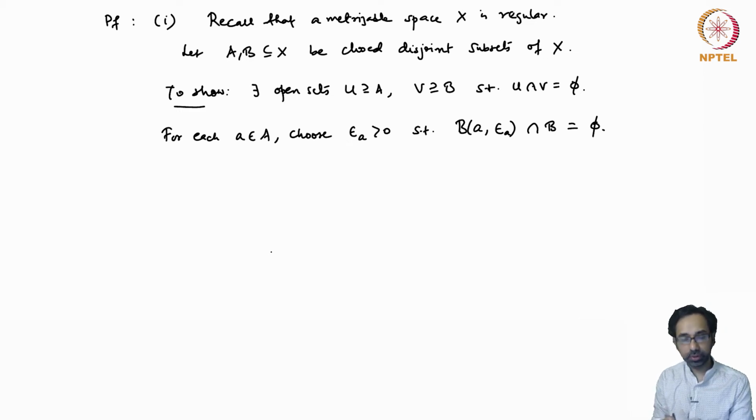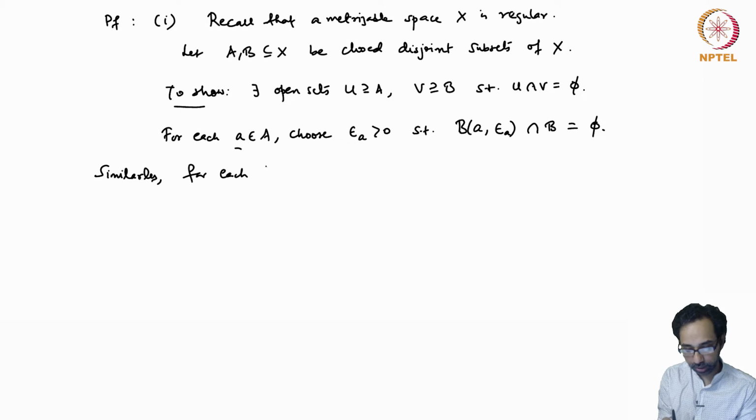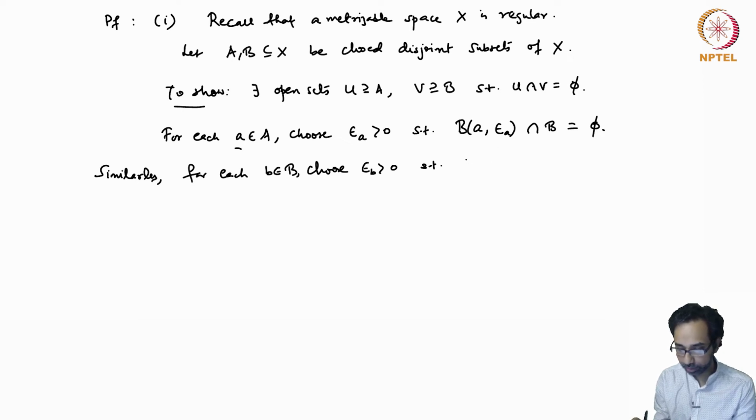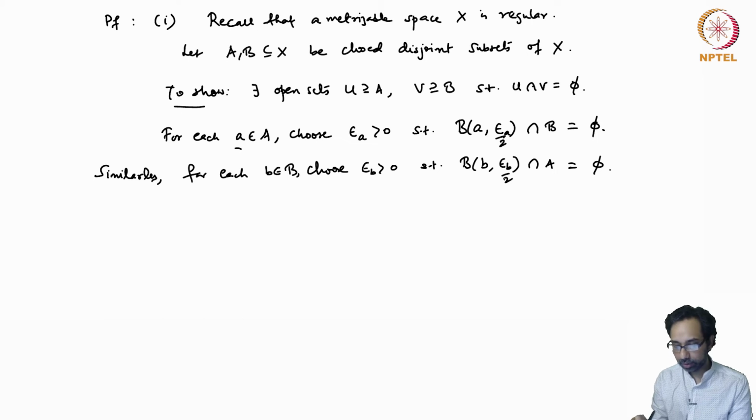This is possible because B is a closed set, and A and B are disjoint, so this small a does not belong to this capital B, and therefore we have a radius such that the metric ball centered at a with radius epsilon_a does not intersect the closed set B. Similarly, for each b in B, choose epsilon_b such that the ball B(b, epsilon_b) does not intersect A. Here maybe I should take epsilon_a by 2 and epsilon_b by 2, as you will see. So the metric ball with radius epsilon_b by 2 centered at b does not intersect A.